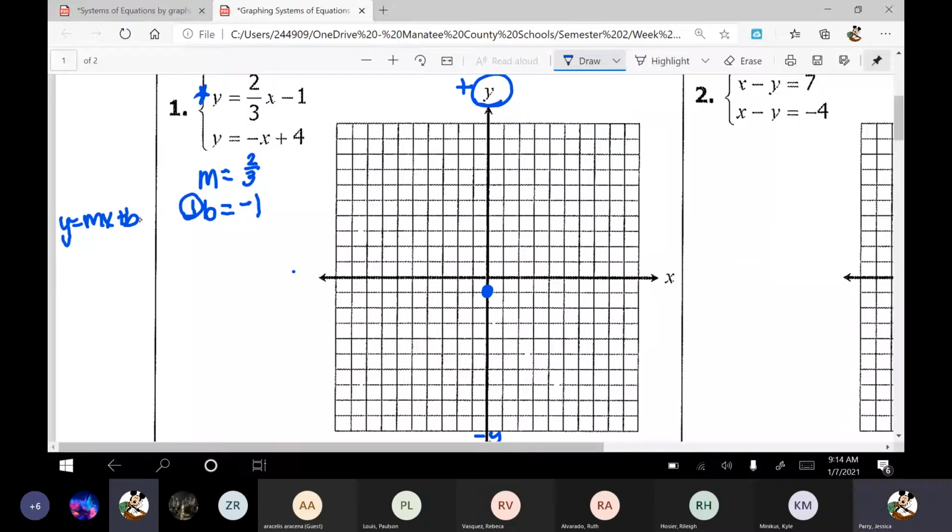And then from there, we're going to use our slope, m, 2/3. And our slope is rise over run. So from my first point that I already put on there, the y-intercept of -1, I'm going to rest my pencil on that dot, and then I'm going to go up 2, and then to the right 1, 2, 3. Then I can draw my dot. From that second dot, I'm going to continue and draw a couple more dots. I'm going to go up 2, to the right 1, 2, 3, and draw my dot.